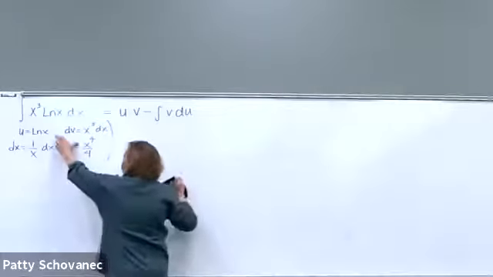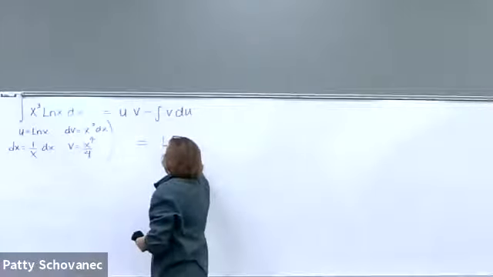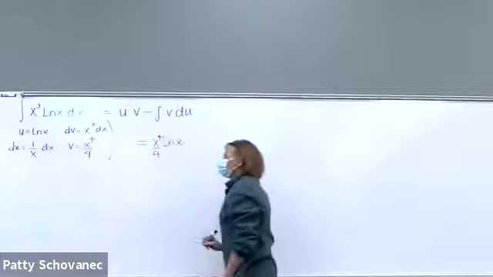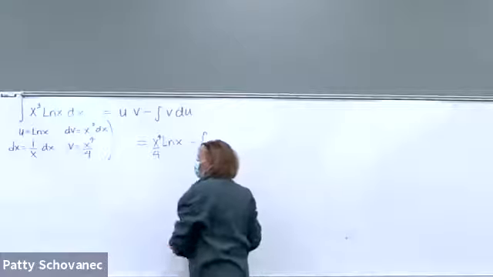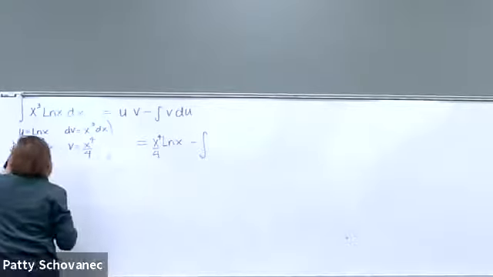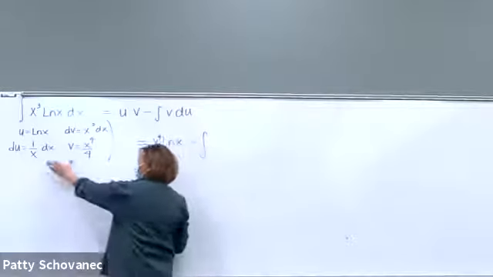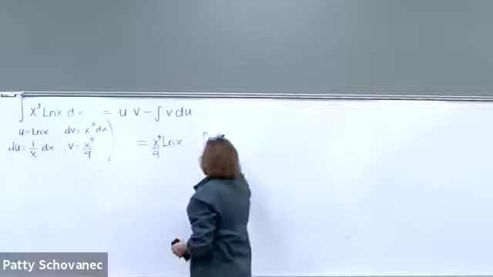u times v is the log of x times x to the 4th over 4. There's the log of x, there's the x to the 4th over 4. Minus the integral of v times du. Oops, I labeled it wrong. That's du. So v times du is 1 over x times x to the 4th over 4 times dx.